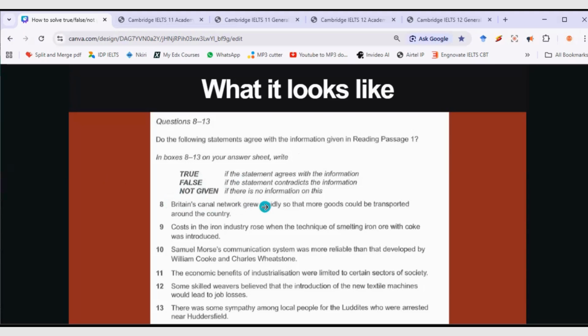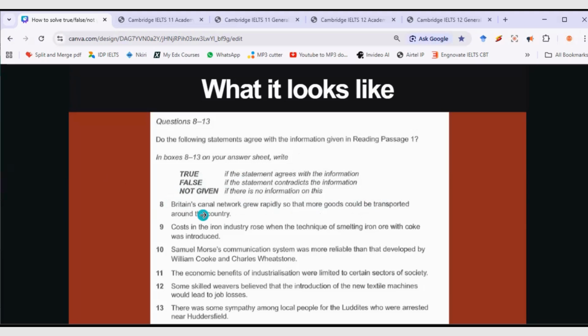Did it grow rapidly, or did it grow rapidly so that more goods could be transported around the country? Is this the reason why it grew rapidly? Is that what they wrote in the passage? These are things you confirm. If that's what you can confirm in the passage, then the answer to number 8 will be true.